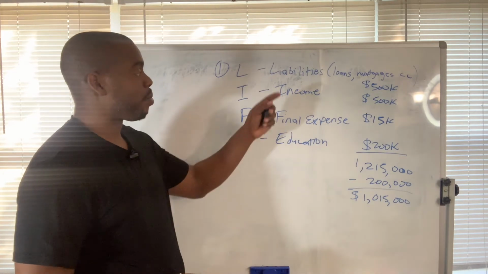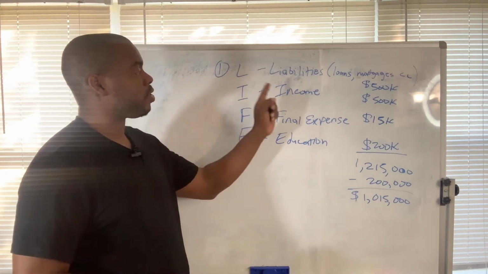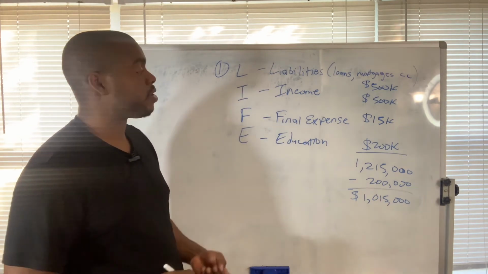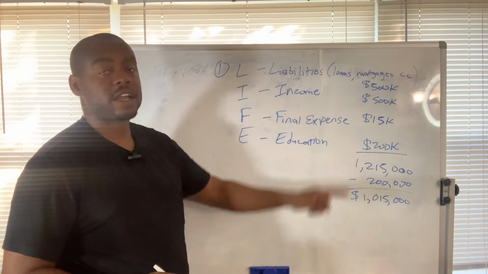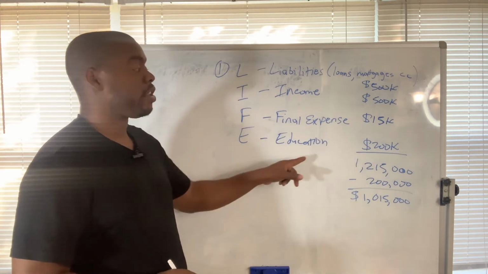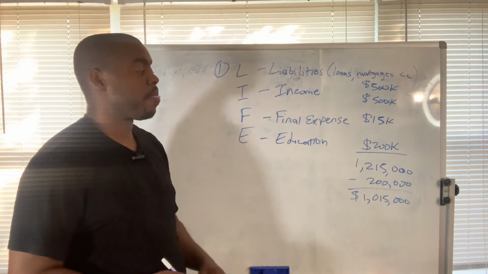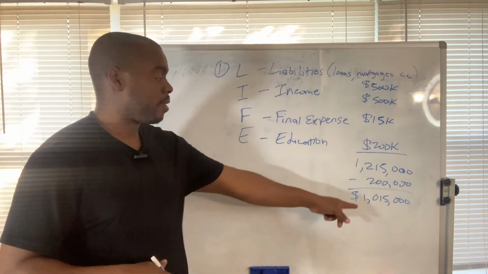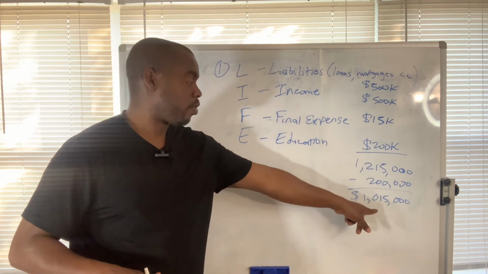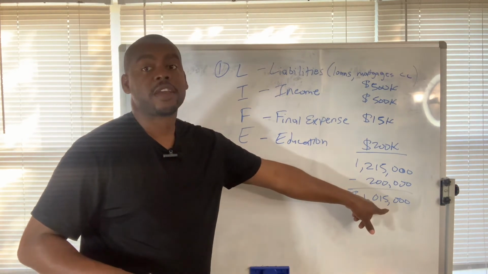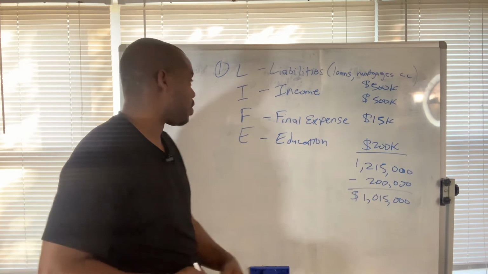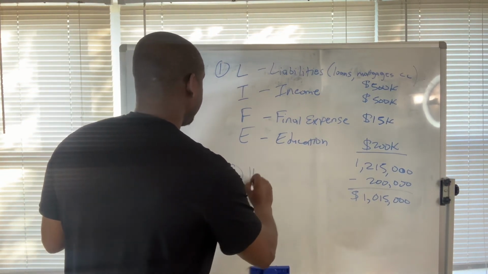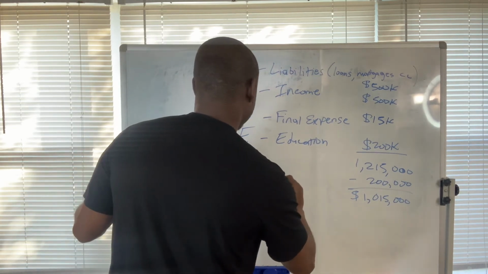So that's how you would figure out what's the least amount you would have. All right. You add up all your liabilities. You figure out how much income you would need, whether it's for 3 years, 5 years, or 10 years. Your final expense, you add that up, what that will cost, and your children's education, you add that up, your total, and you subtract it from assets that you already have. And that's the minimum you should get. In this case, $1,015,000 in insurance.